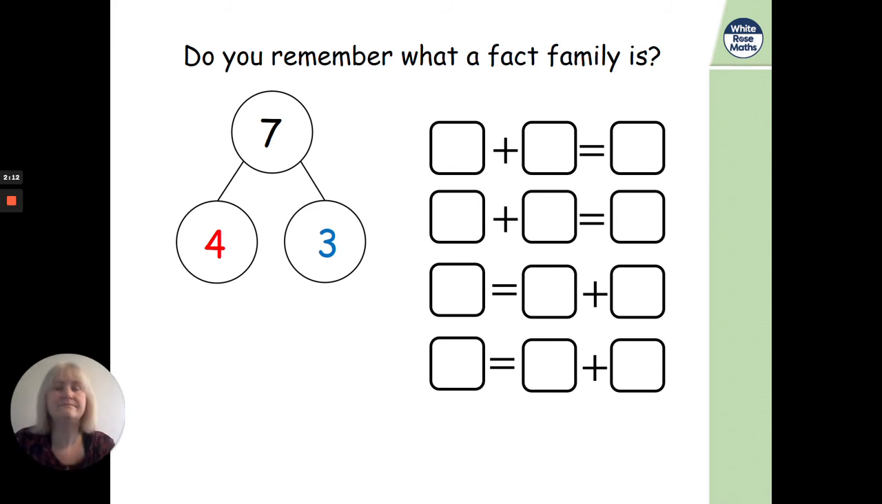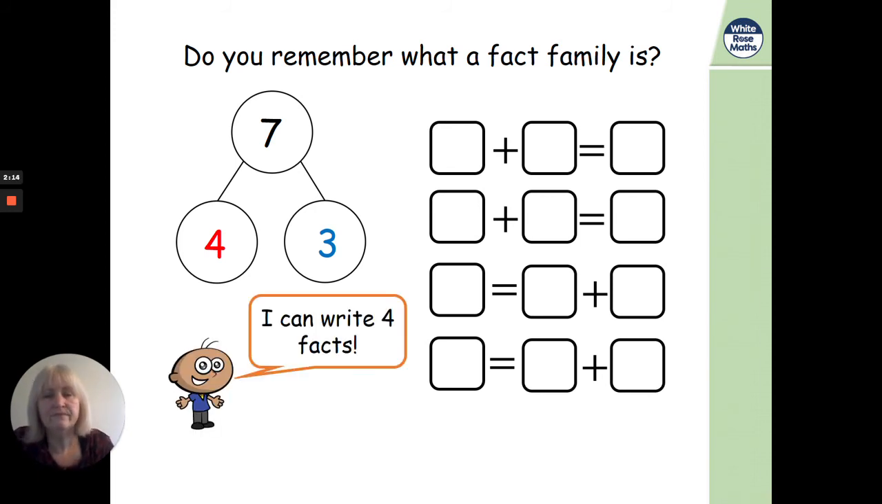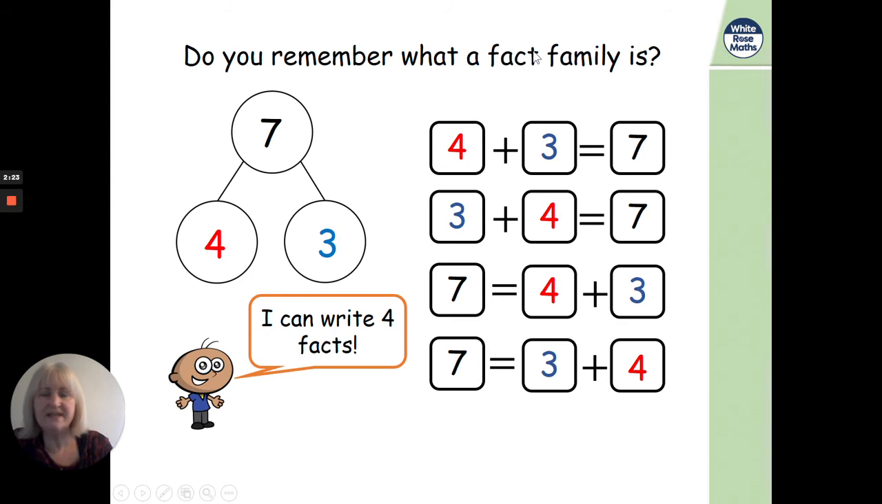Okay, let's have a look. So this little person's saying, I can write 4 facts. Ooh, and that's what they've written. Let's have a look. So they've said 4 add 3 equals 7. That's true. Then they've switched around the 3 and the 4. 3 add 4 is 7.